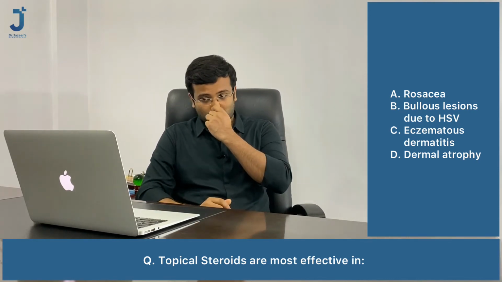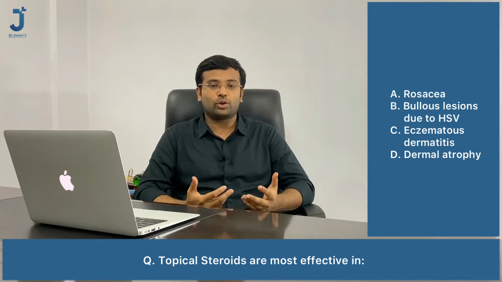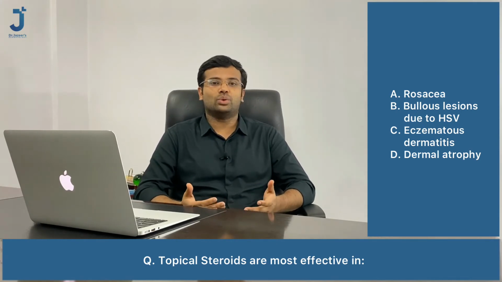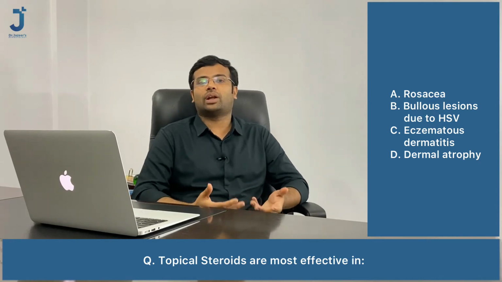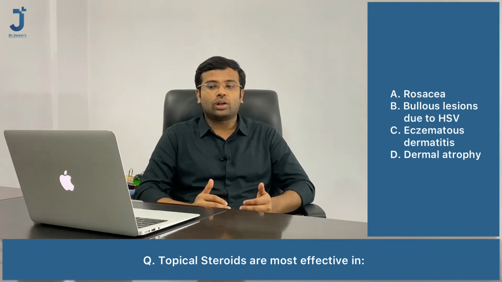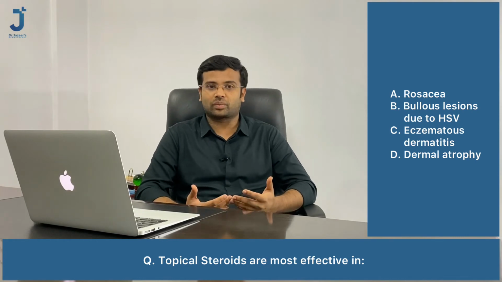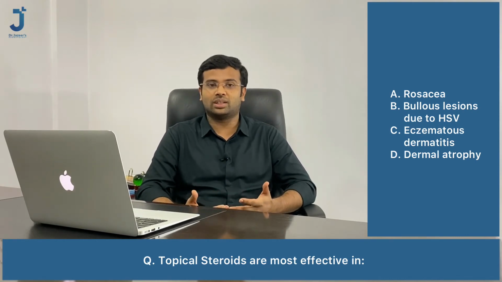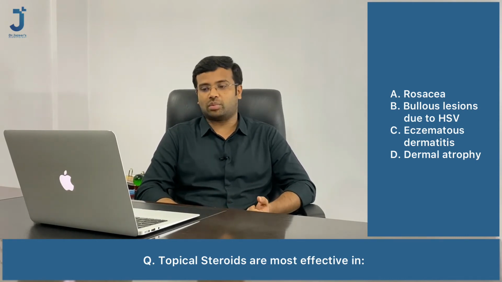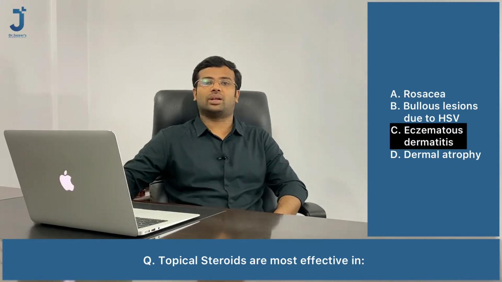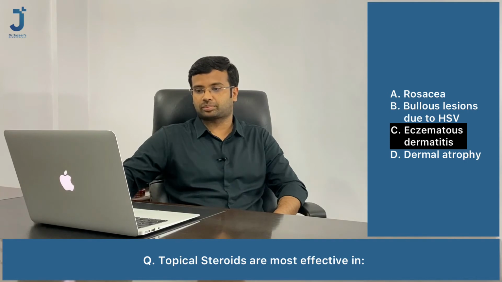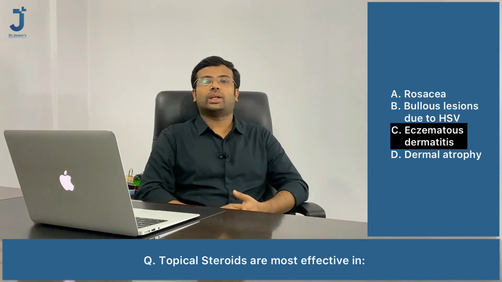So among all these options, the right one is going to be, when do you use steroids? Steroids are used to bring down an inflammatory process, to bring down any kind of an allergy, isn't it? So out of all these things, which is an allergic pathology that is given here, that is eczematous dermatitis. So here the right answer would be C, that is eczematous dermatitis. So now let's go to the next question.